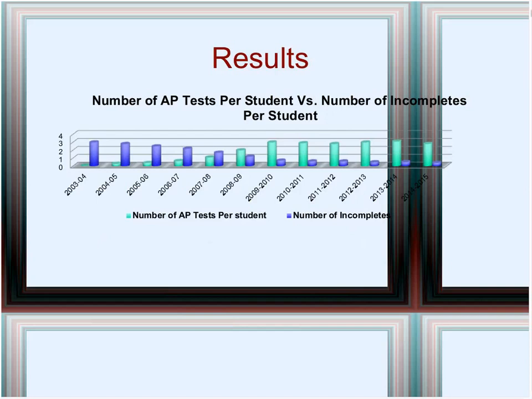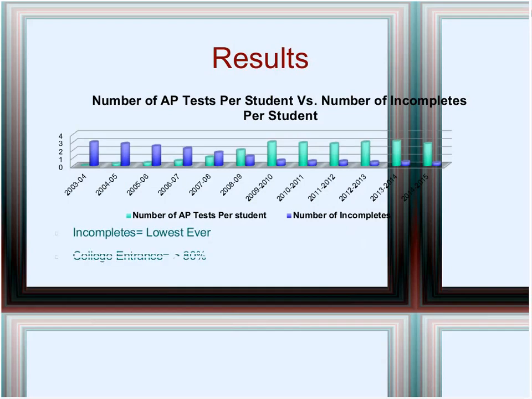As we increased our AP rate, our number of incompletes dropped. So now we're at our lowest incomplete rate ever. It's less than 0.3%, so a 10-fold drop over that many years. And we hover between 2.5 and 3 AP tests per year per student.